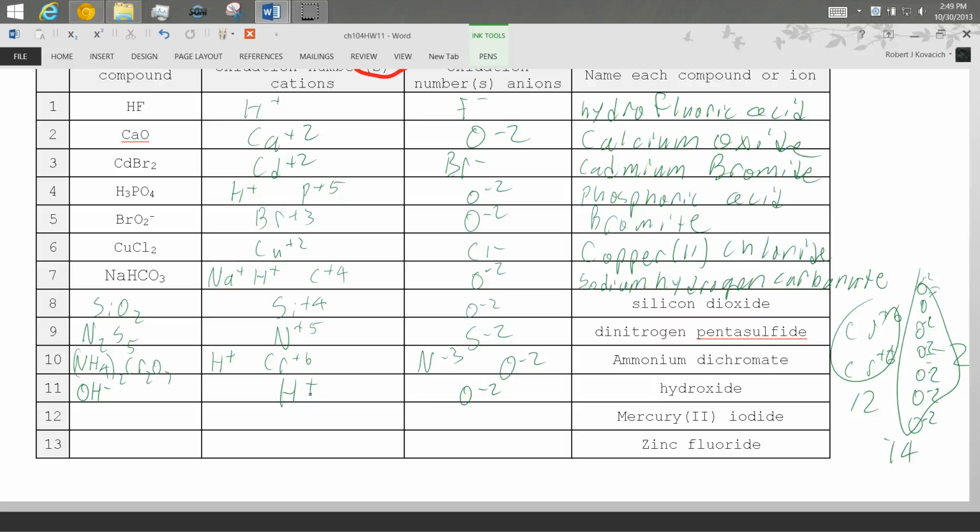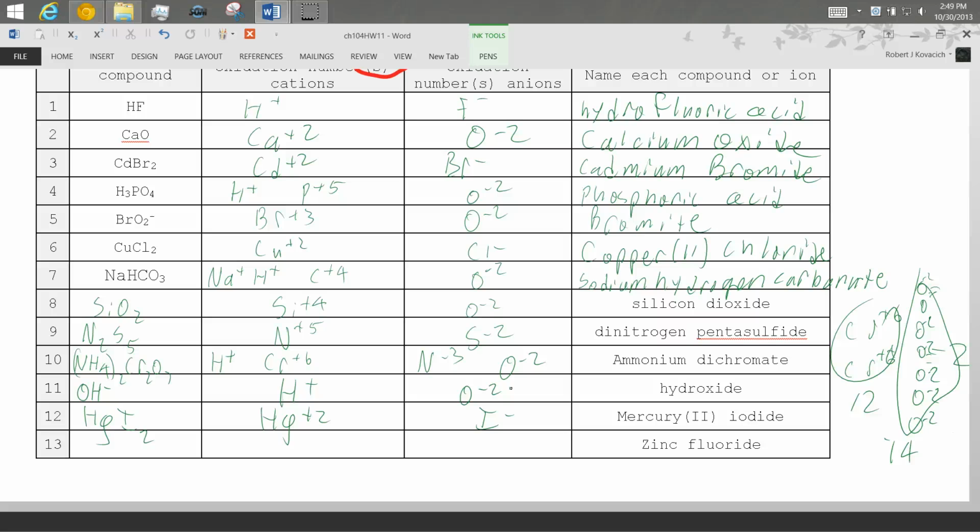Mercury 2 iodide. So I've got Hg, and it's got a +2 charge on it, and iodides have a -1 charge on it, so I'm going to need two of those. So I'll have Hg +2 and then I negative. When you're given something like mercury 2, you can just immediately write Hg +2 because that's what the 2 is telling you, that its charge is +2.